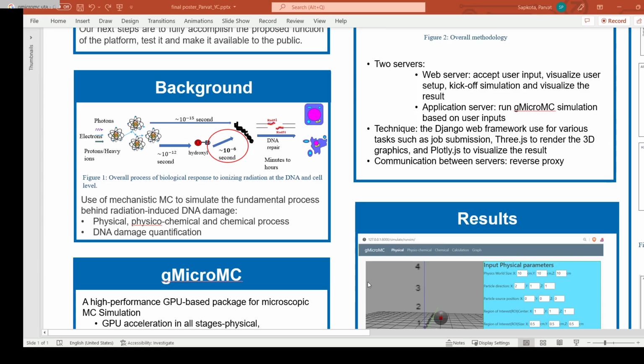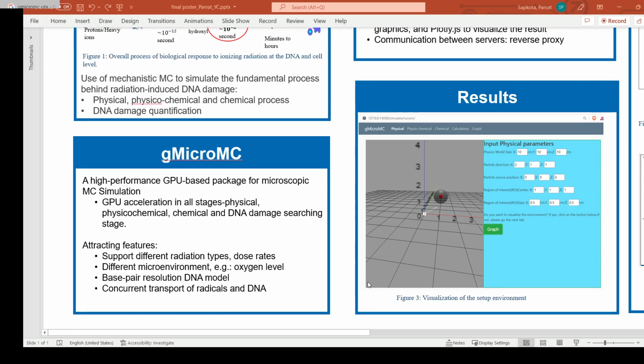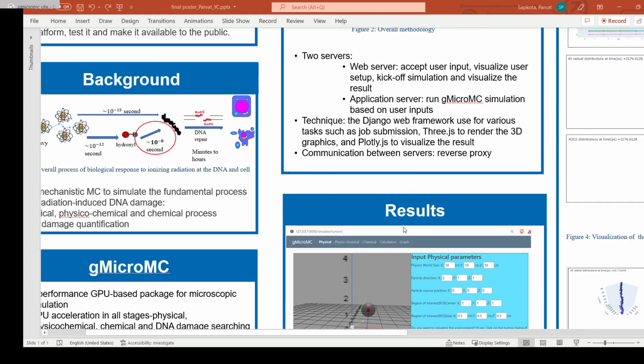So where does G-microMC come in? It is also a Monte Carlo simulation tool, but it utilizes the parallelization of the GPU in order to do the computation, and using it we are able to increase the computation speed not only in chemical but in physical and physicochemical processes as well. In fact, using it we are able to reduce the simulation time for chemical states by around 540 times as compared to using CPU.